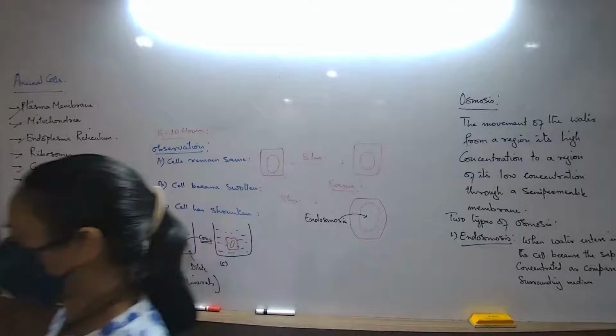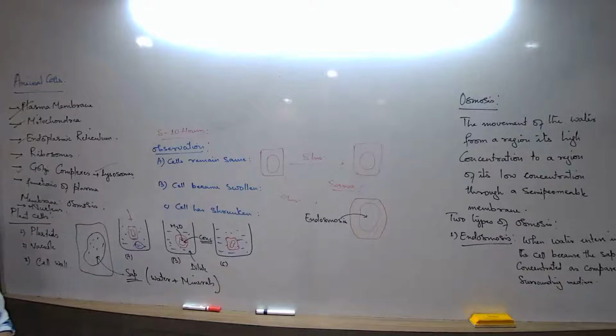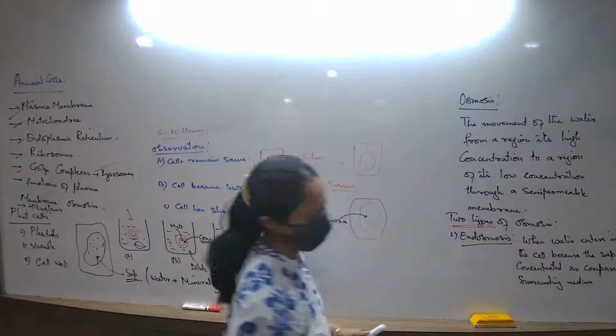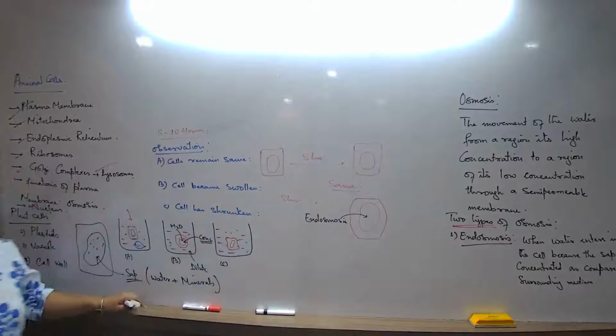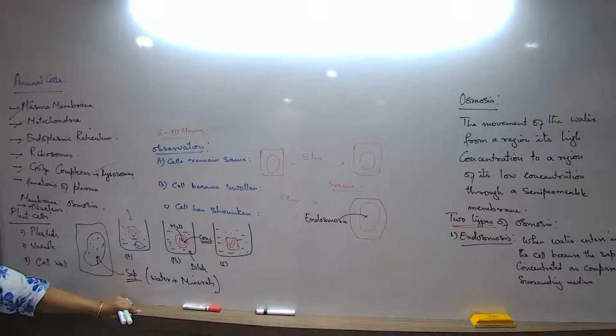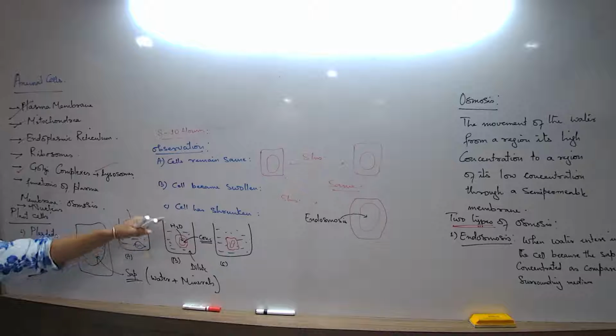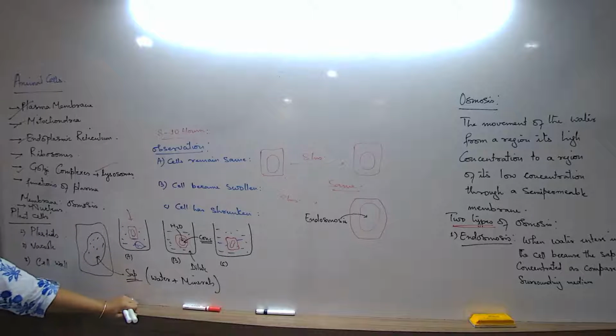ये आया समझ में? Let us write the definition. I said there are two types of osmosis. What are the two types? एक है endoosmosis. When the cell is taking water, when the water is entering the cell, उसको बोलेंगे endoosmosis.